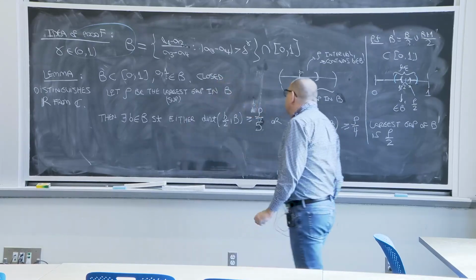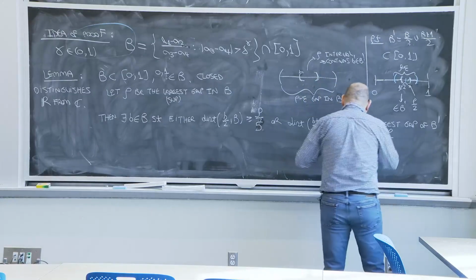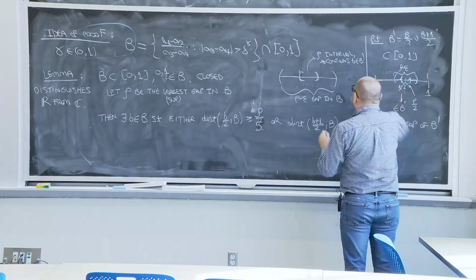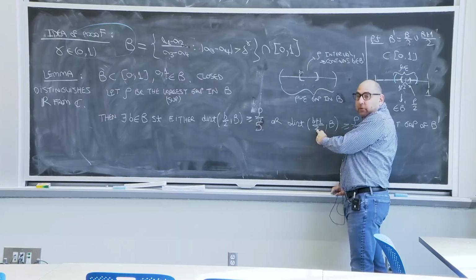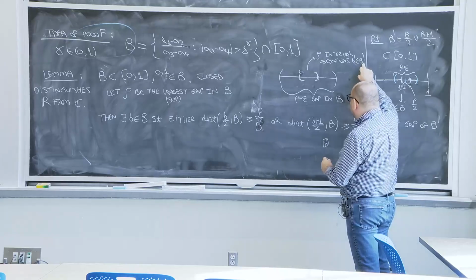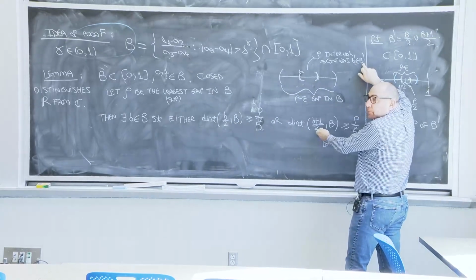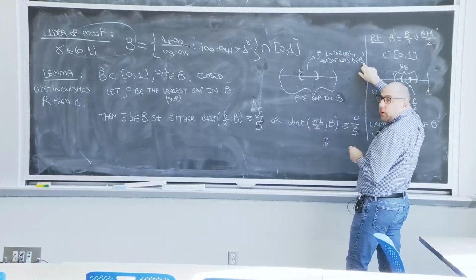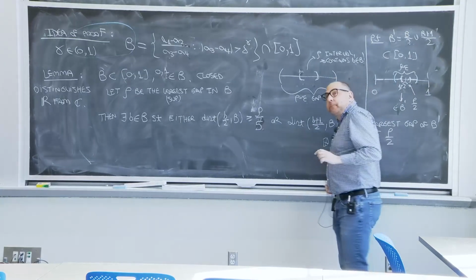OK, so hopefully I have proved the lemma. OK, so of course a point in B prime has either this form or this form, because that's the definition of B prime. OK, so here we have a point in B prime, which is far from B. But a point in B prime is either this or this, because that's the definition of B prime. So that's how one concludes the proof. Any questions, again?